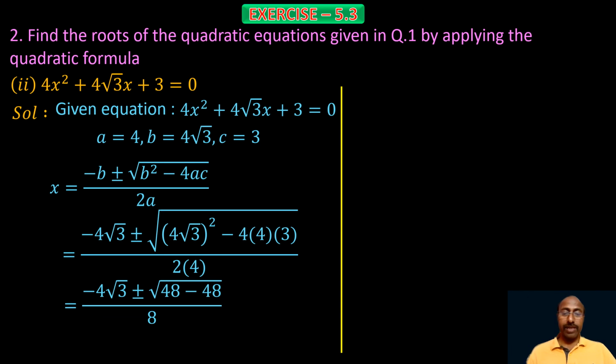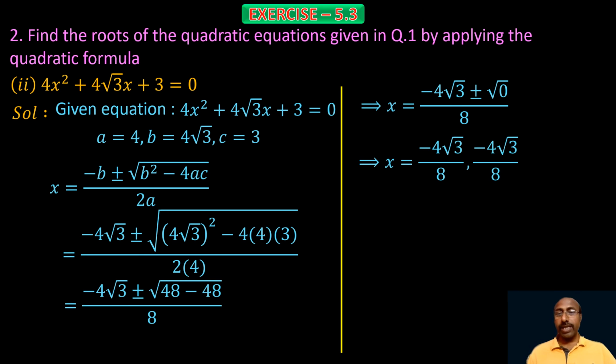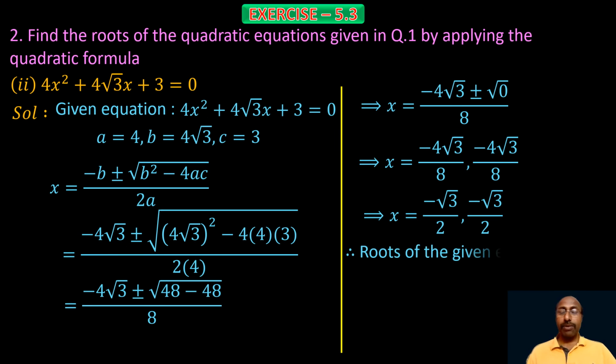So that is minus 4 root 3 plus or minus root 0 by 8. And we know that root 0 is 0. So by applying plus 0 we get minus 4 root 3 by 8, and applying minus 0 we will get the same, minus 4 root 3 by 8. So by dividing the terms 4 and 8 by 4 we get x equal to minus root 3 by 2, comma minus root 3 by 2.